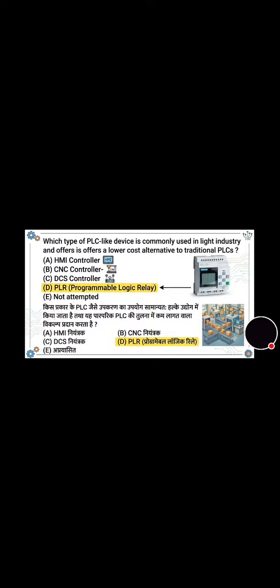Now move towards the next question. This is an electronics question. In a step down chopper, what component provides a path for the load current when the switch is not on? The correct answer is option D, freewheeling diode. Now move towards the next question. Which type of PLC-like device is commonly used in light industry and offers a lower cost alternative to traditional PLCs? The correct answer is option D, PLR, programmable logic relay.